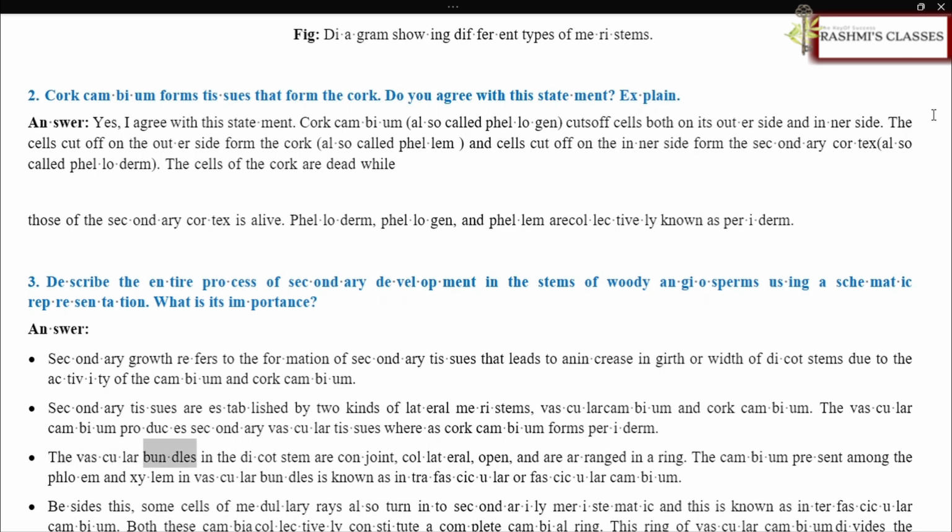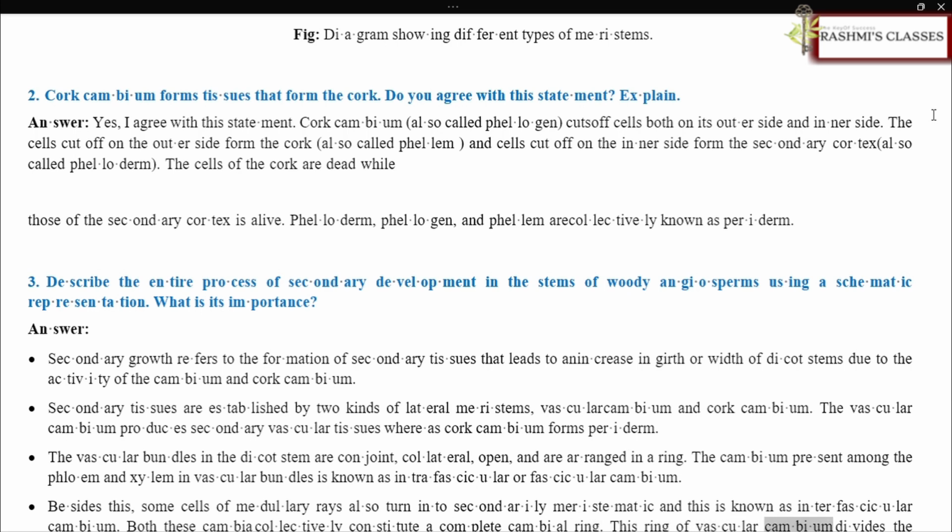The vascular bundles in the dicot stem are conjoint, collateral, open, and are arranged in a ring. The cambium present between the phloem and xylem in vascular bundles is known as intrafascicular or fascicular cambium. Besides this, some cells of medullary rays also turn secondarily meristematic, and this is known as interfascicular cambium. Both these cambia collectively constitute a complete cambial ring.